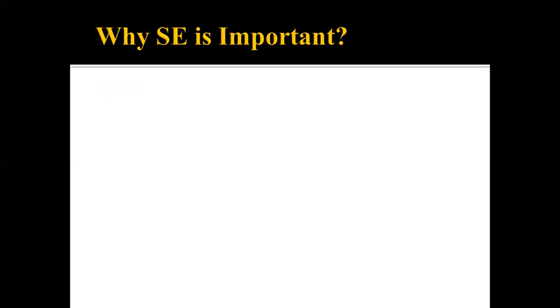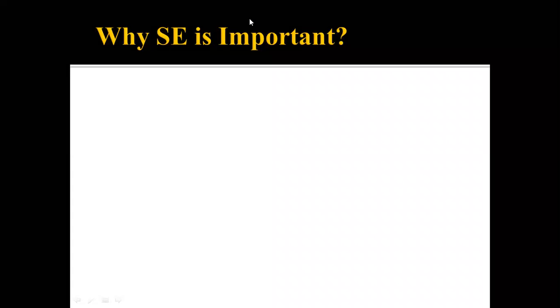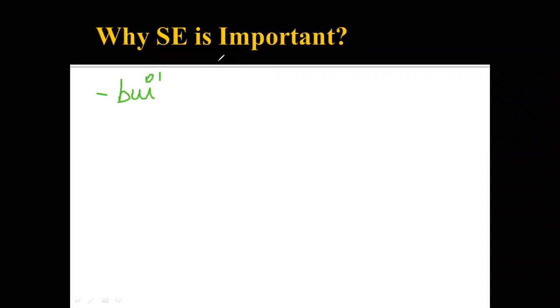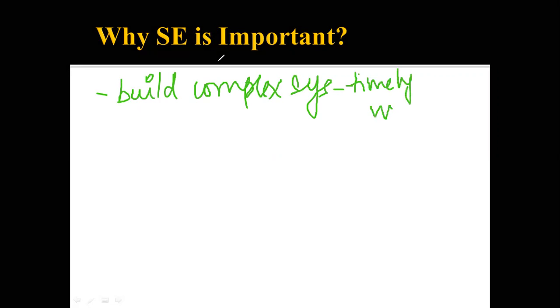Now, why is software engineering important? Why is this particular subject added into the curriculum? This subject is added because studying software engineering is going to enable you to build complex systems, meaning somewhat difficult systems, in a timely manner. That is why the study of software engineering is important.